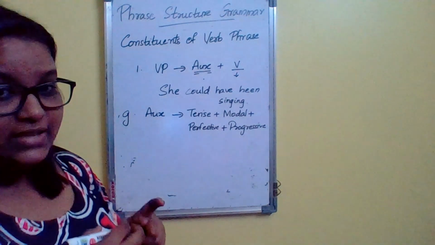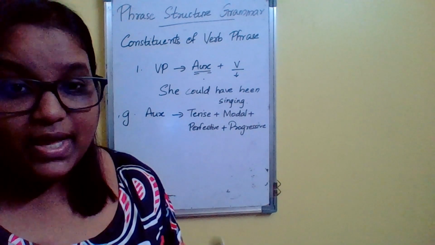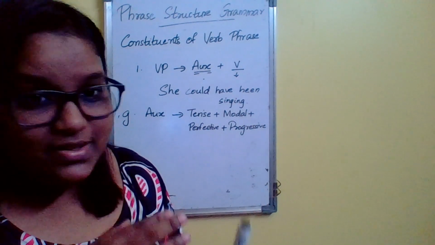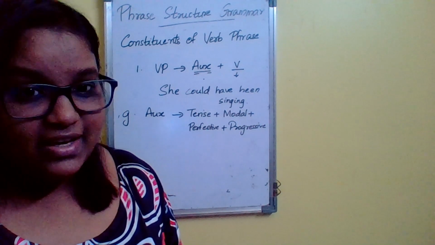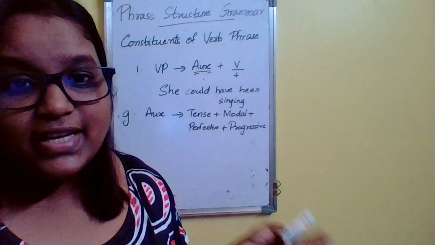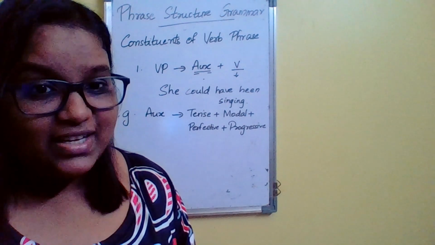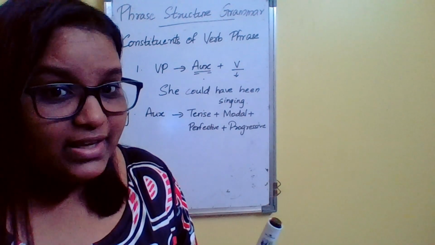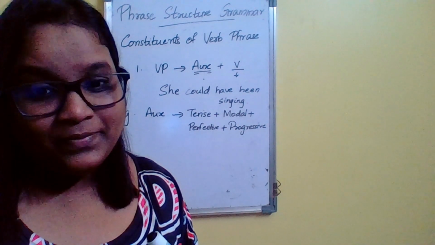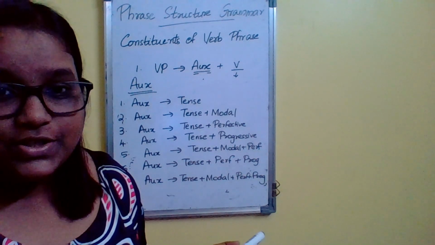So the 7th possibility of an auxiliary is tense plus modal plus perfective plus progressive. I hope you understood all these 7 different constituents of auxiliary. I will rewrite it on the board so that you can make it into a table and learn it by reading it in your own handwriting. That will benefit you, as I always say. So these are the 7 possibilities of what can constitute an auxiliary.